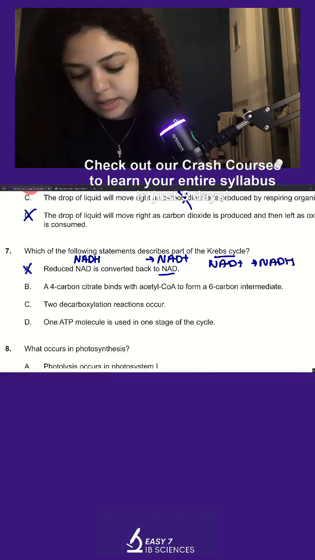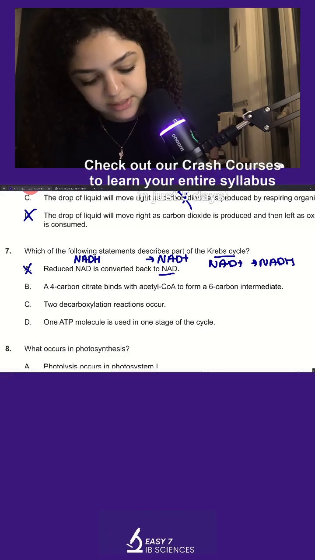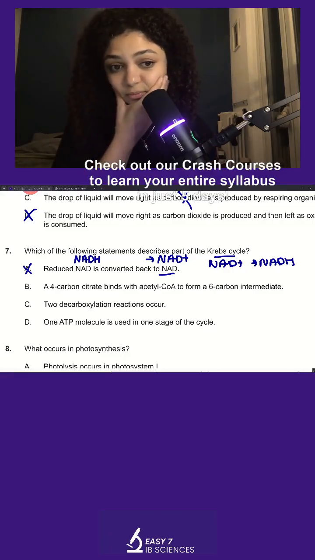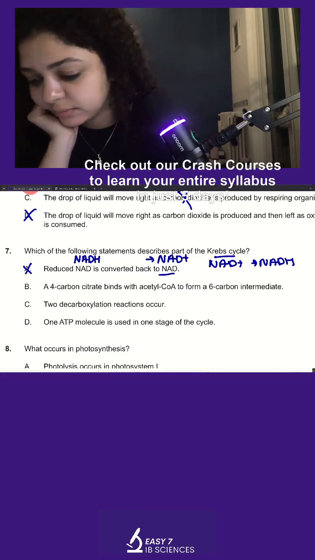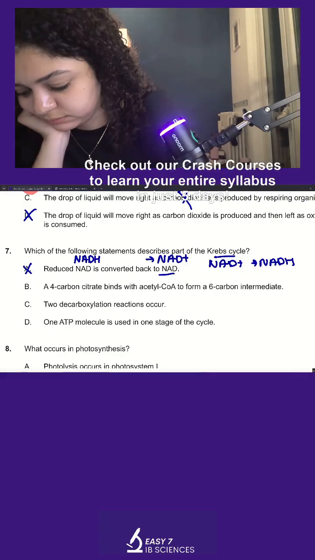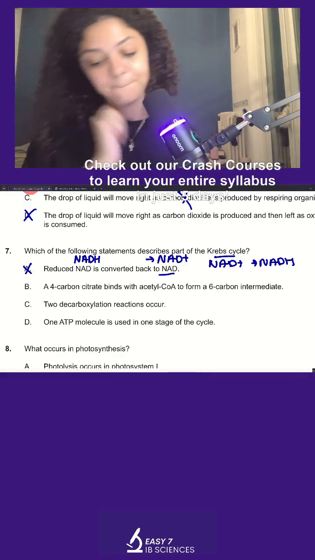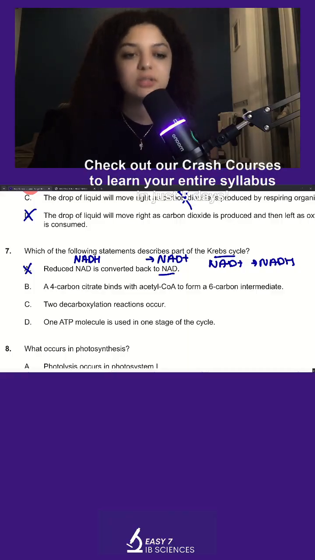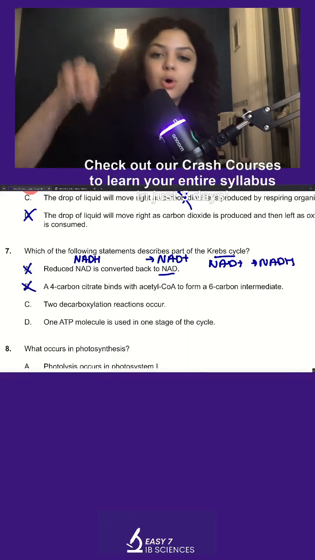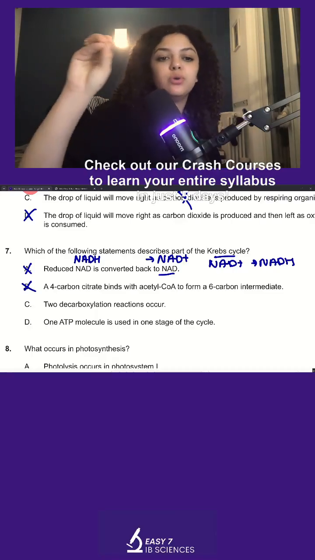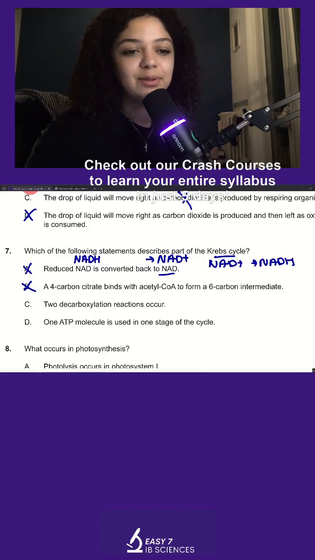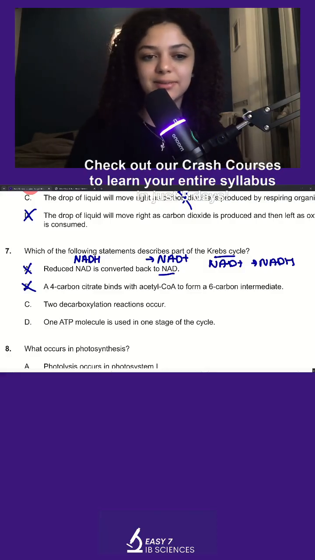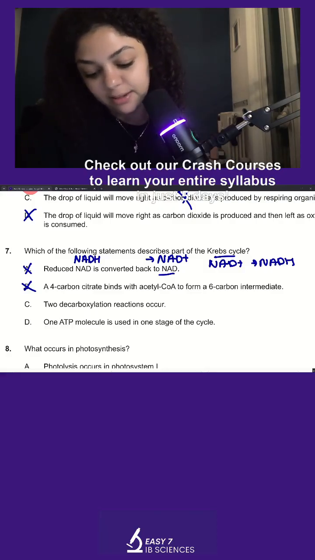Okay? A 4 carbon citrate binds with acetyl CoA enzyme to form a 6 carbon intermediate. Is this one true? Anyone know in the chat? No, it's oxaloacetate. Very good, exactly. If you know your whole revolution, you know that. I have a very hard time saying that word, but it's oxaloacetate. Hopefully, I said that right. Okay, and therefore that's not true.